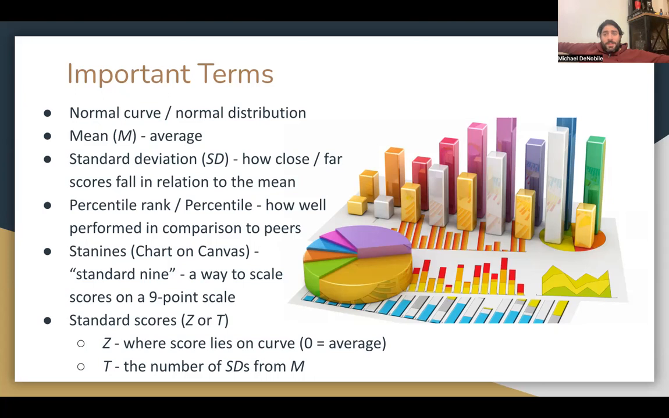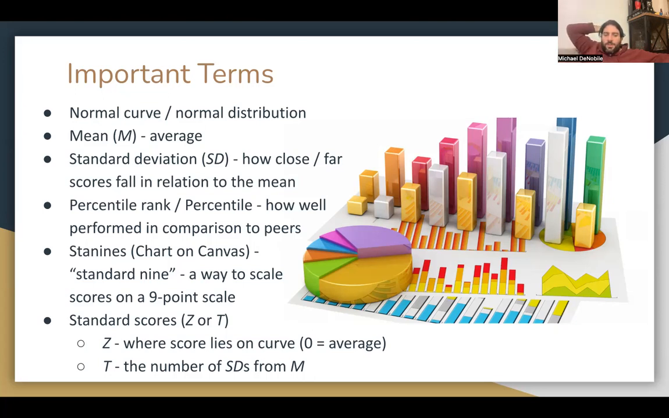Stanines, there's a chart on Canvas for you to look at, but stanine means standard nine. It's a way to scale scores on a 9-point scale. In a similar way, it's not exact, but your GPAs in college are on a 4-point scale. They're converted to a 4-point scale and then to a letter grade. In a similar way, we now have the scores, so how can we break them down into a 9-point scale? And then that stanine score becomes another way of analyzing the data.